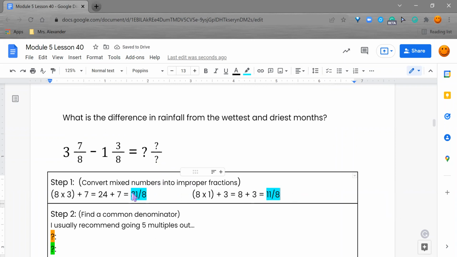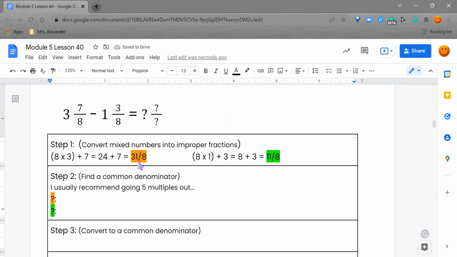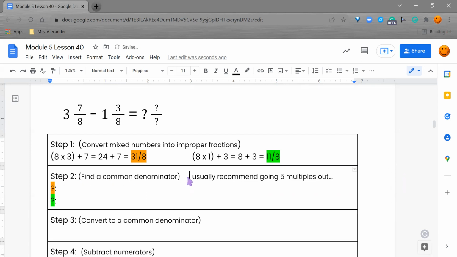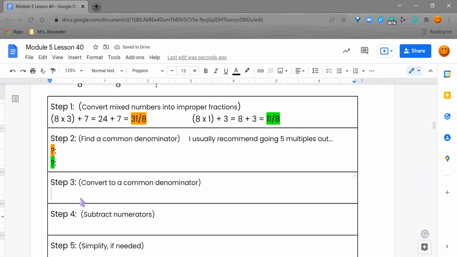So what I'm going to do is change my colors, because I forgot I had colors right below. So these are the colors I'll be using. So I have 8 and 8, and I realize I do not need to use step 2, only because, guess what, you guys? They have the same denominator. Now that I've got the same denominator, it's time to jump step 2 and step 3.